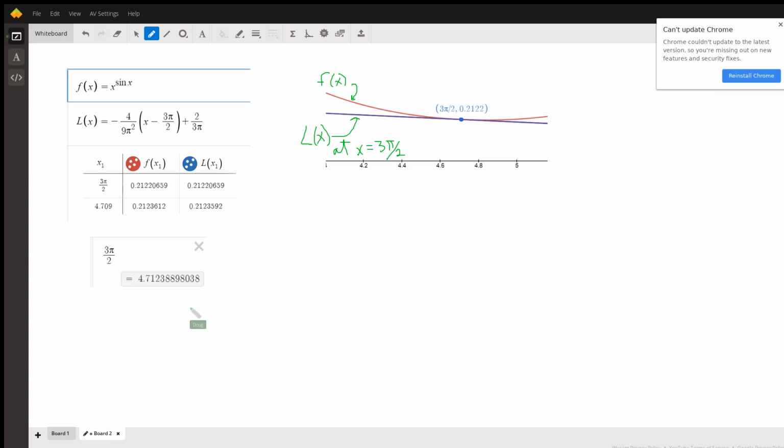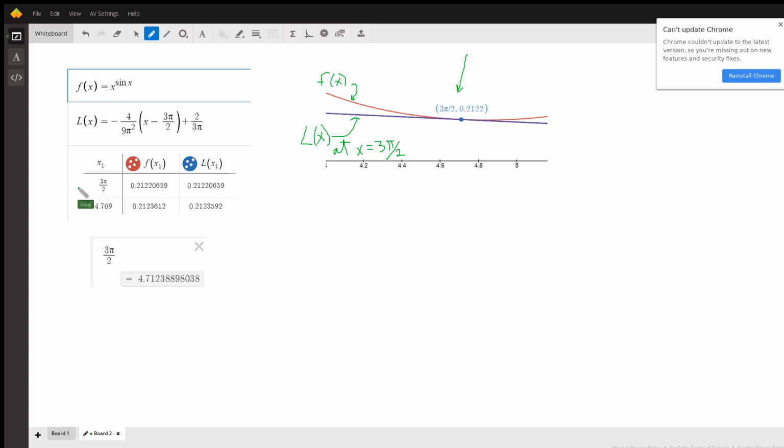If I go to board 2, I reduced the focus here of that graph so you could see that when we're close to 3 pi over 2, the tangent line and the original function are very close to each other. That's what we use linearization for.